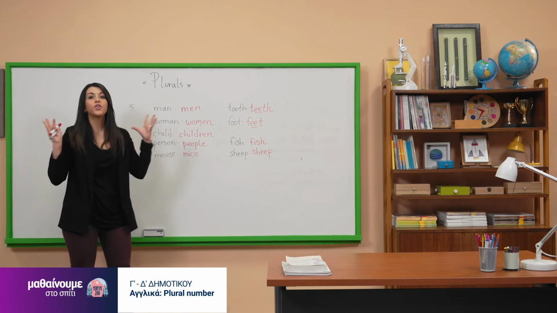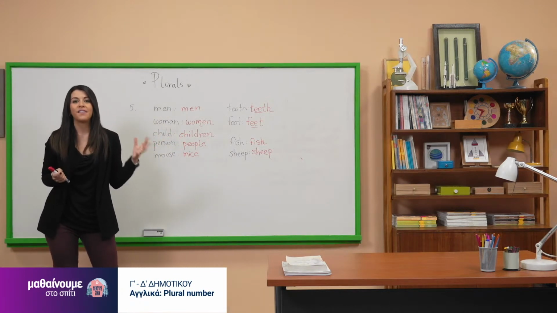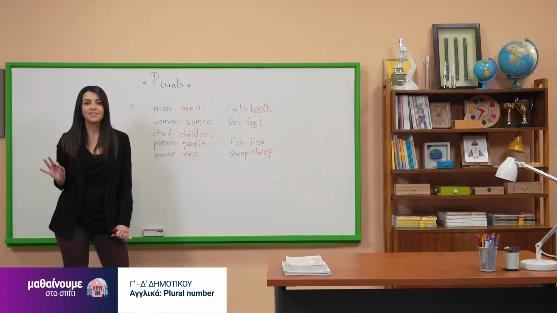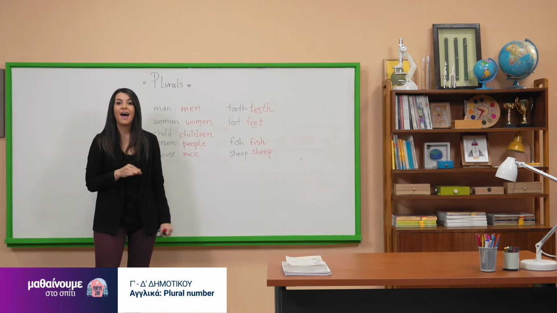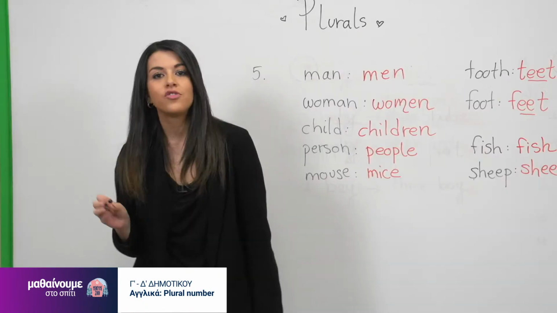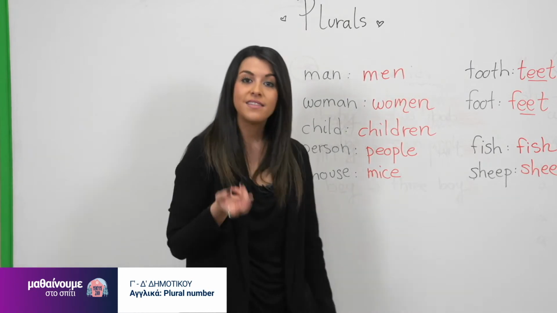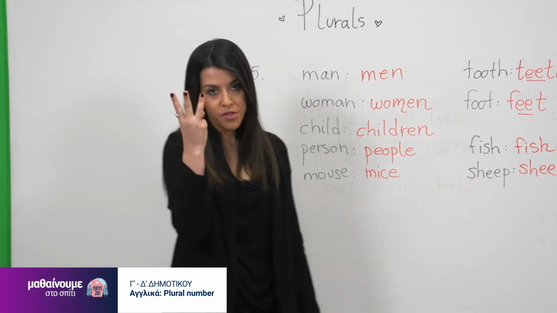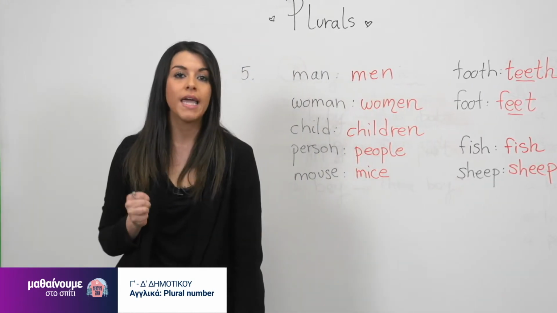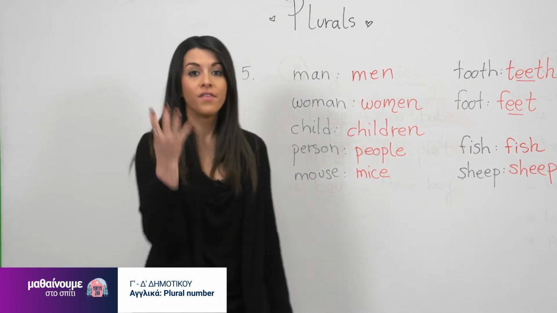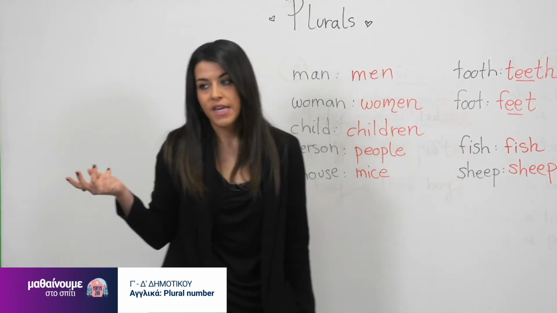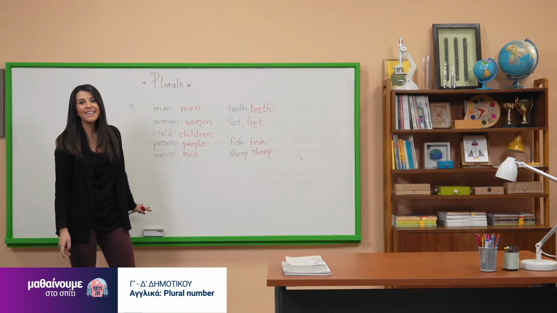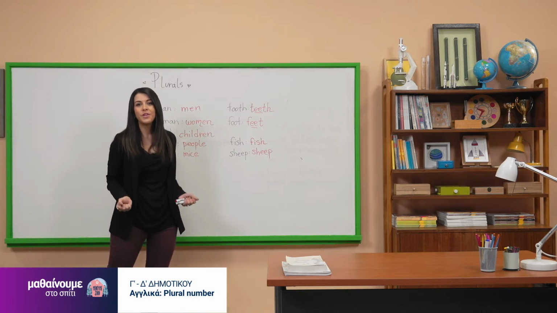So, these are all the rules. 1, 2, 3, 4, and 5. So let's remember them one more time. Rule number 1, add S. Rule number 2, when we have SH, CH, X, S and O sometimes, we put ES. Number 3, when we have consonant plus Y, IES. Number 4, F or F and E, we put VES, and then the irregular ones, okay? So these are all the rules of the plurals.